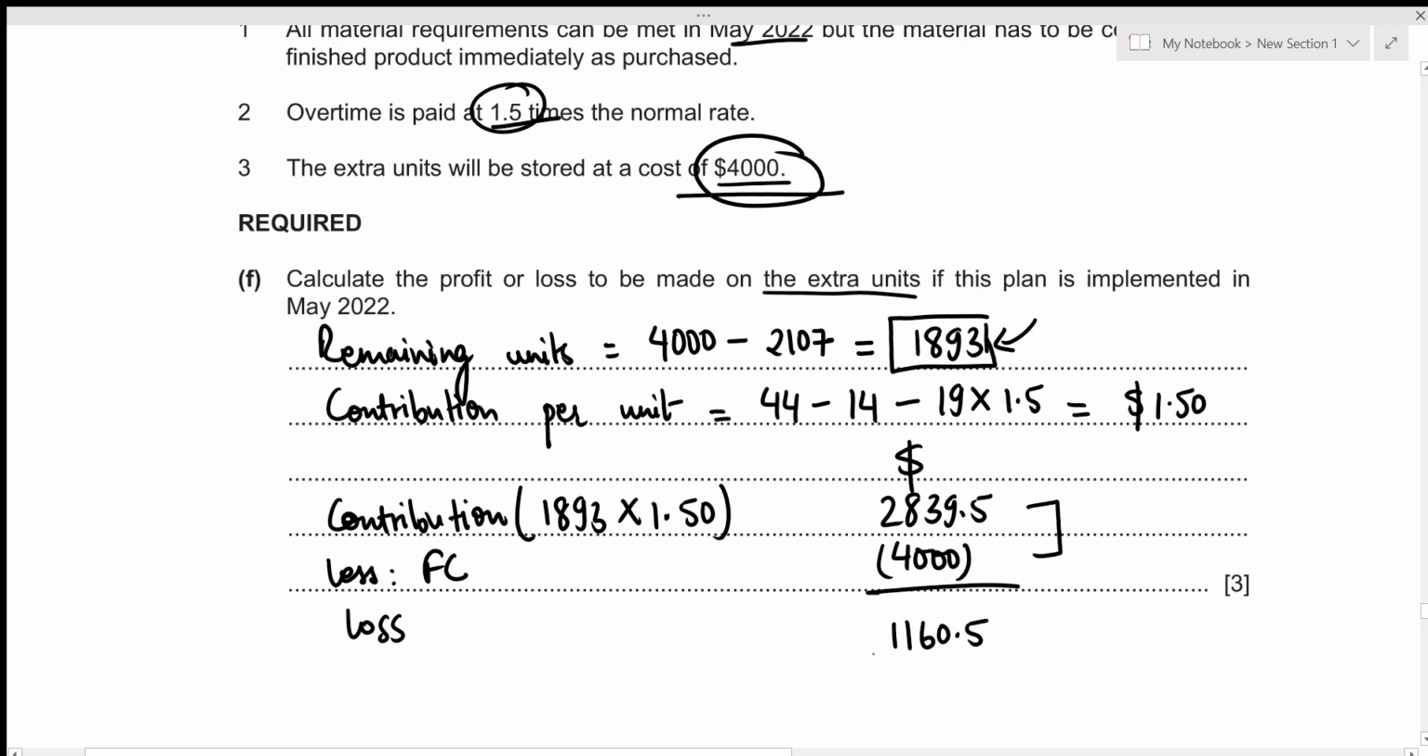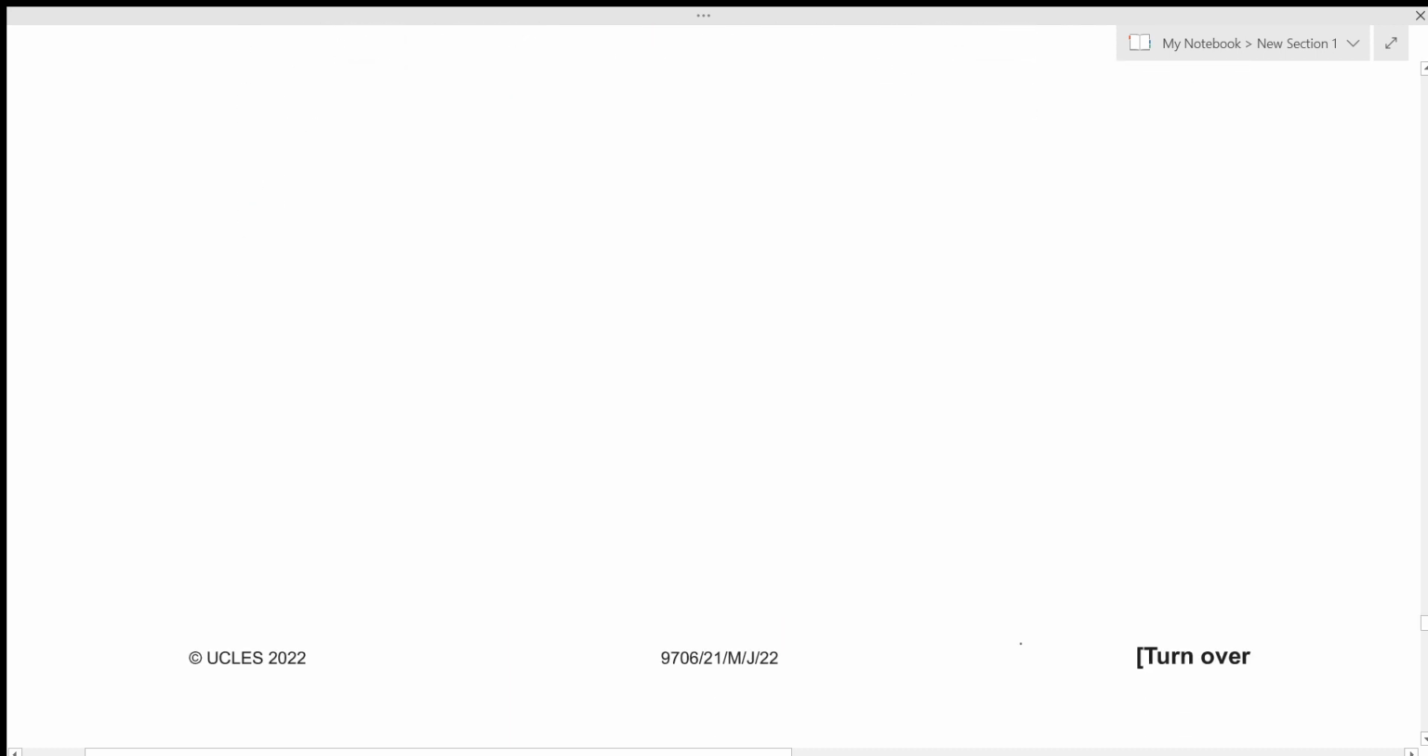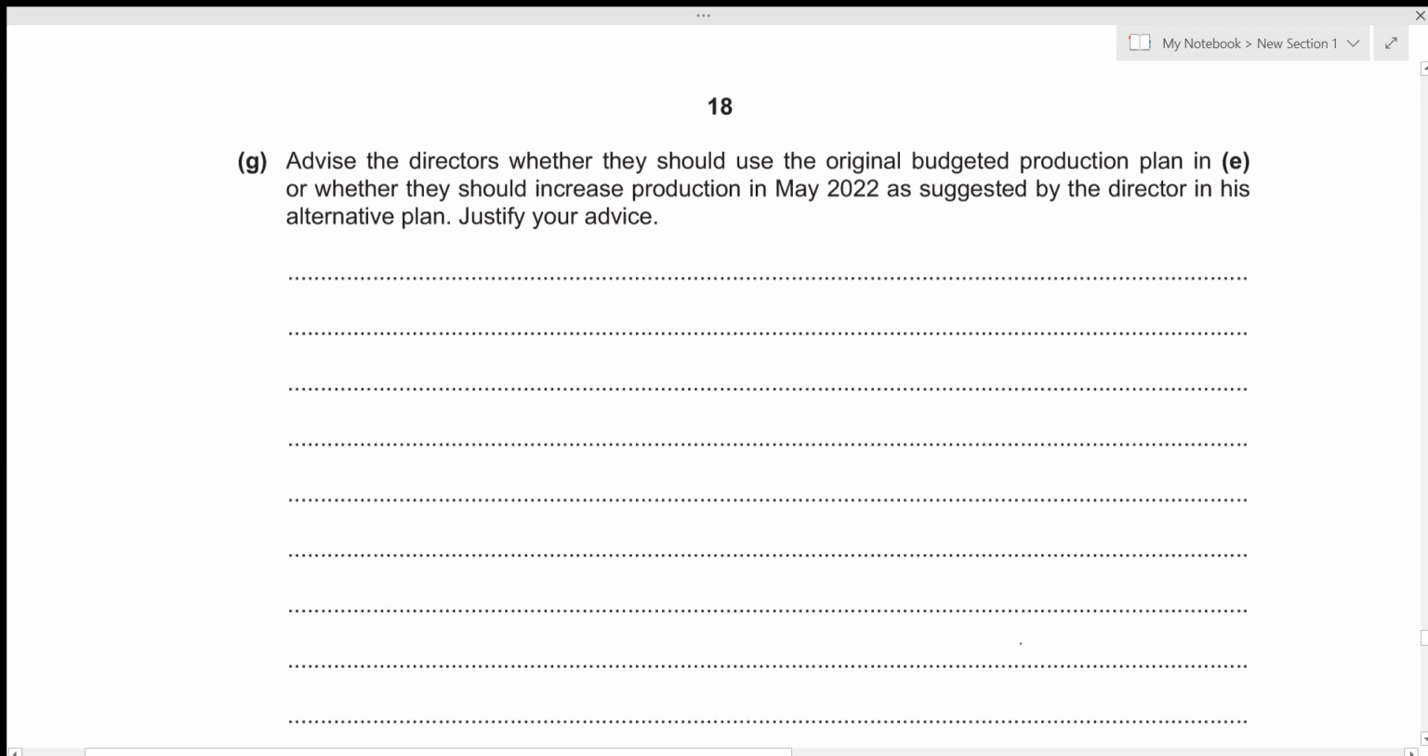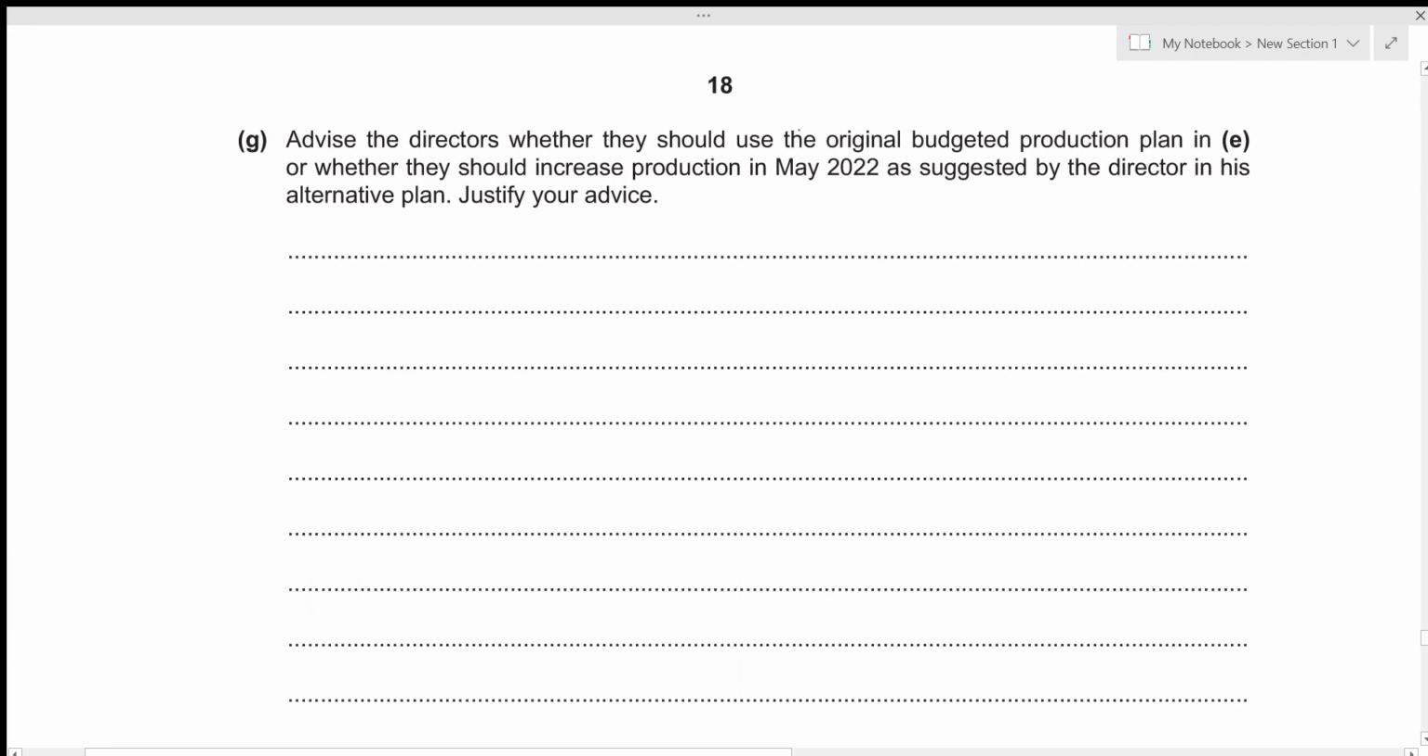Alright, this concludes the sixth part of this question. Now we can move towards the seventh one. We now need to advise the directors whether they should use the original budgeted production plan in E, or whether they should increase production in May 2022 as suggested by the director in his alternative plan. We need to justify our advice.